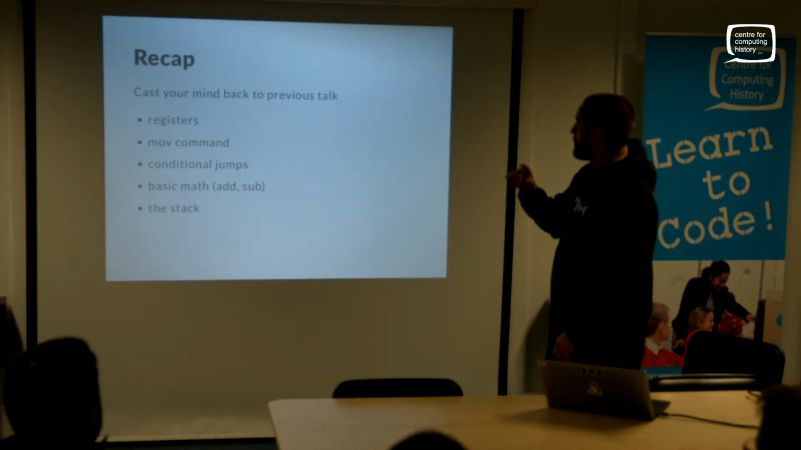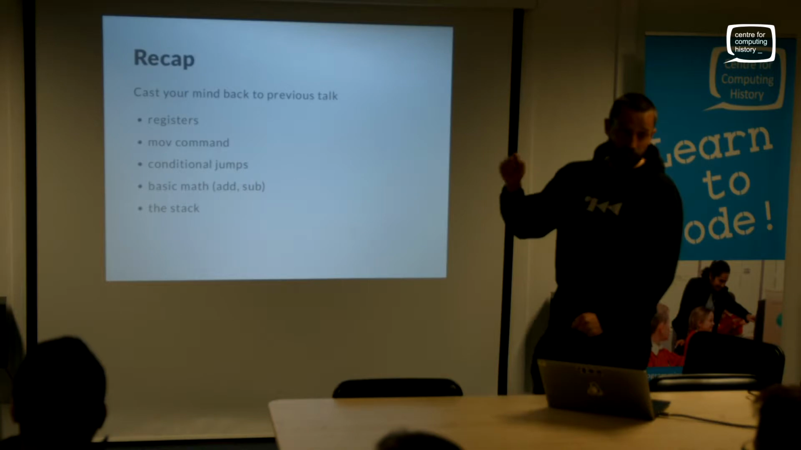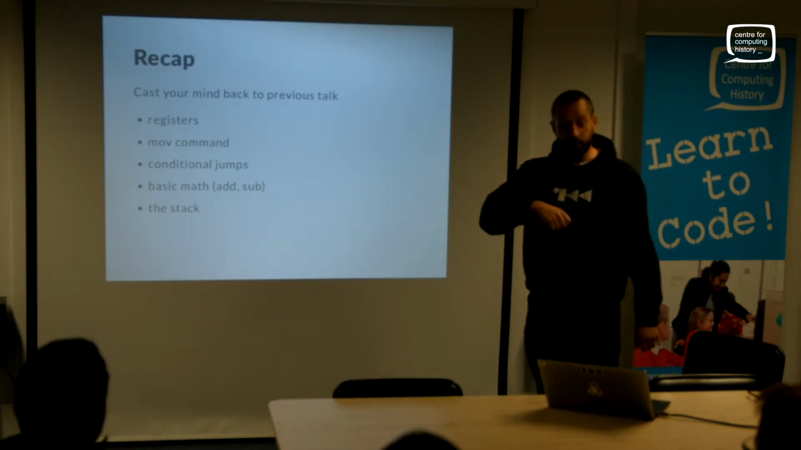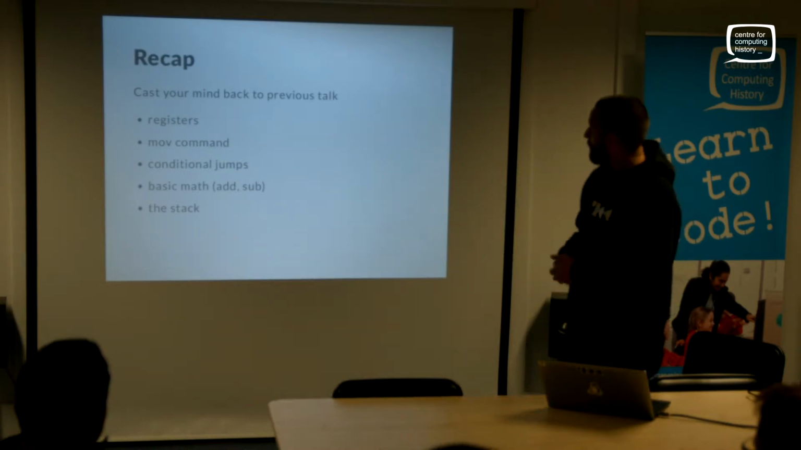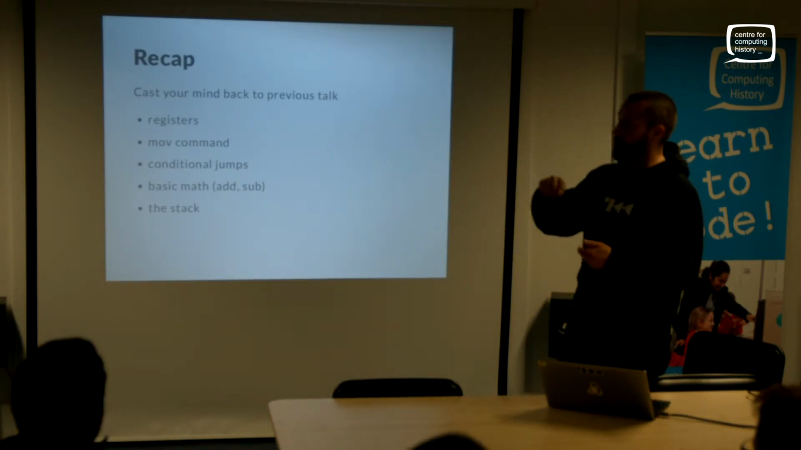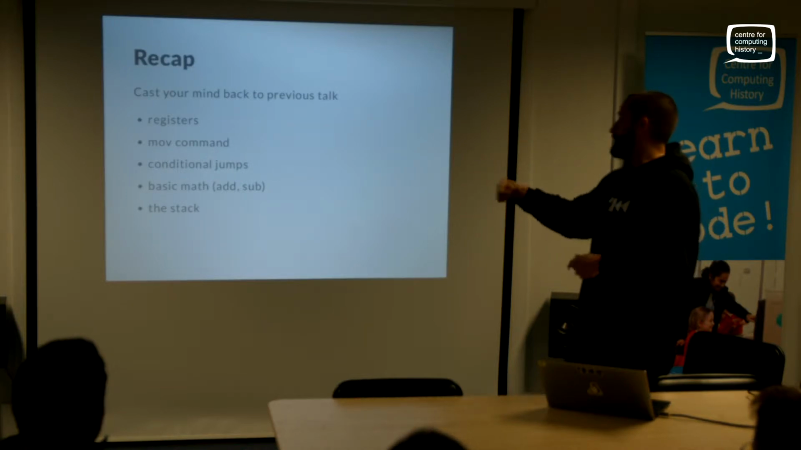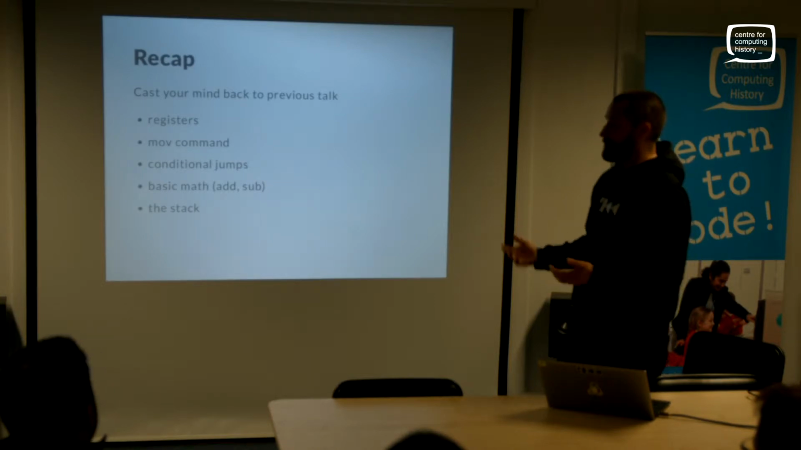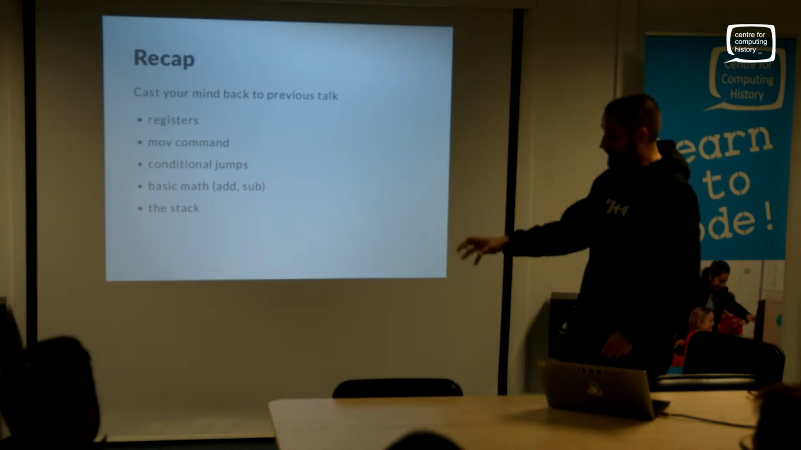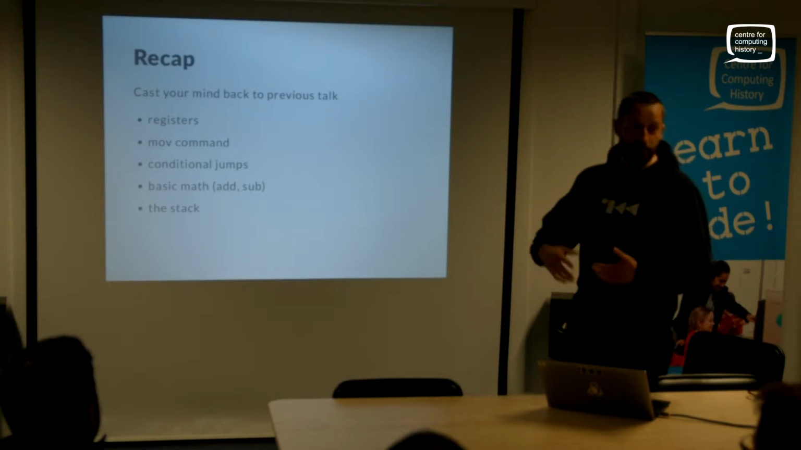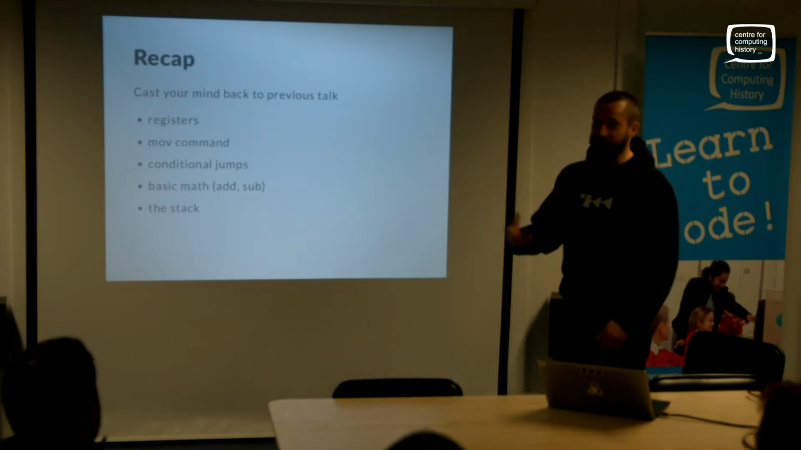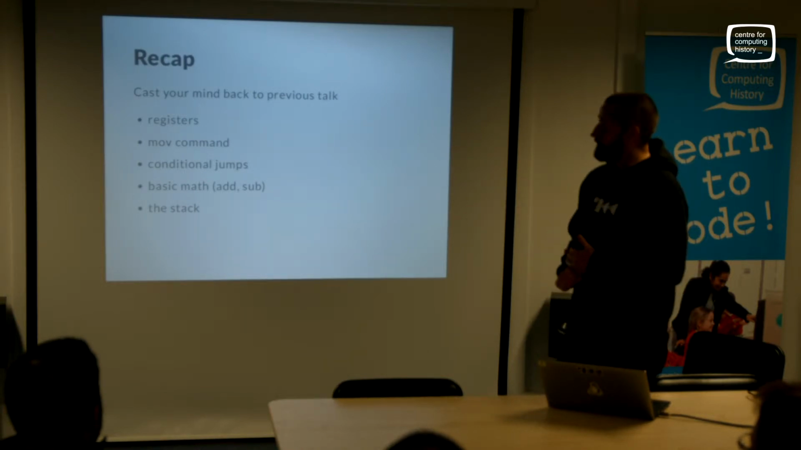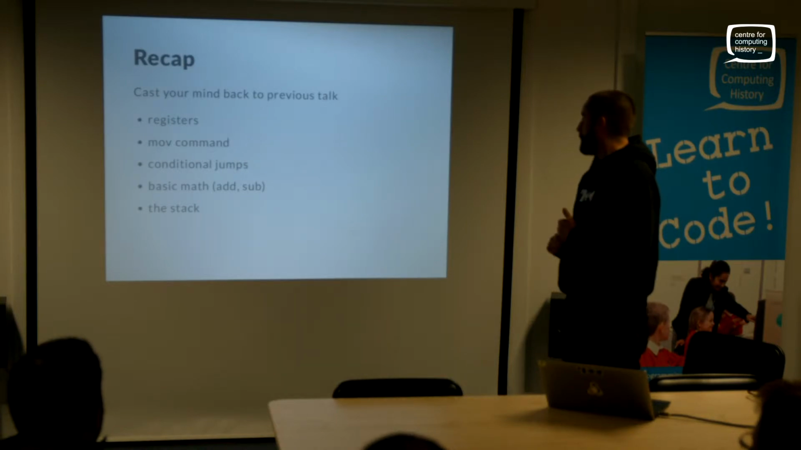We talked about the move command, which basically allows you to copy data from one register to another register, from memory to a register, from register to memory, and from memory to memory. Conditional jumps, which allow you to jump to certain regions in the code based on the results of a previous operation. So you do a compare operation to see if this value is that value, and then you have a jump if less than, jump if greater than. So it's like an if, something else go to there. Basic math, stuff like add, subtract operations.